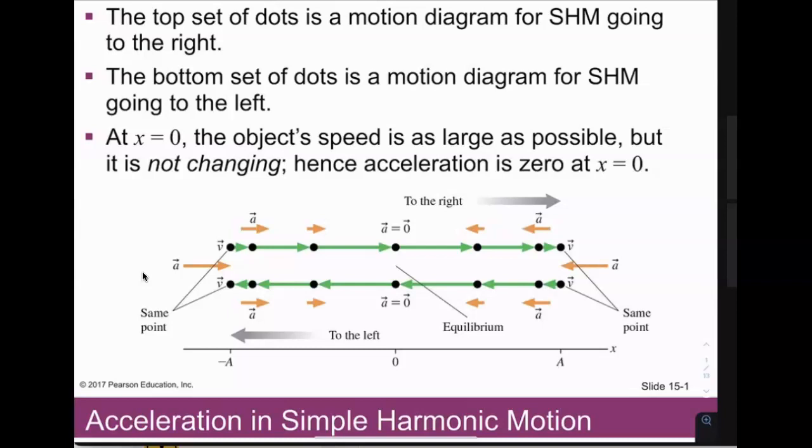At x equals 0, the object's speed is as large as possible, but it is not changing. Hence, the acceleration is 0 at x equals 0.